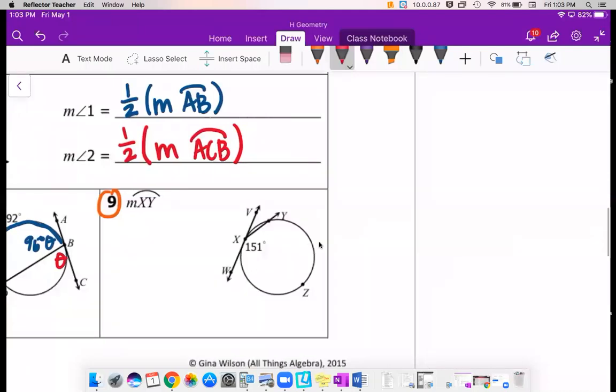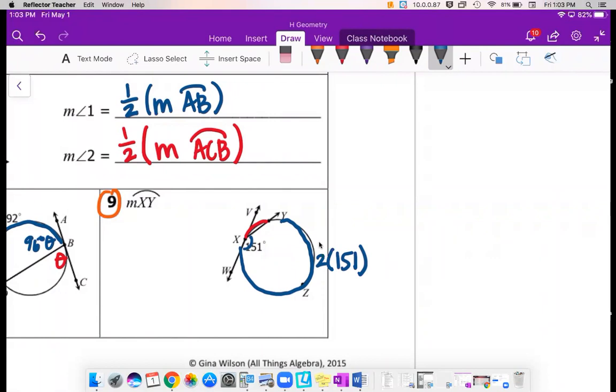Okay, this one wants the measure of arc XY. So they give us this inside angle. So then we can find the measure of this arc by doubling it. So the big arc is going to be 2 times 151. And so that becomes, I guess there's actually probably an easier way to do this.